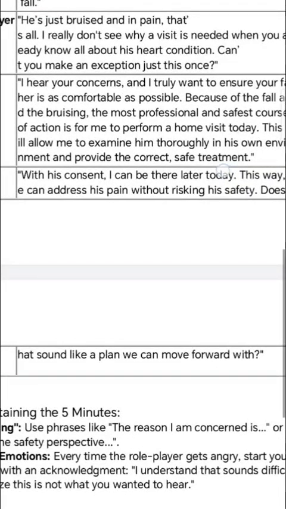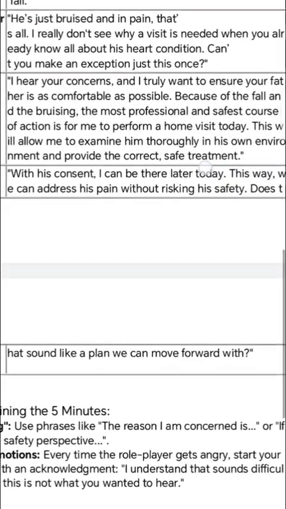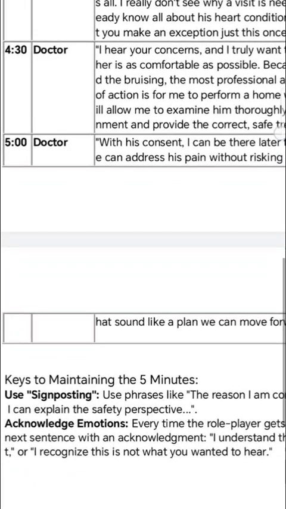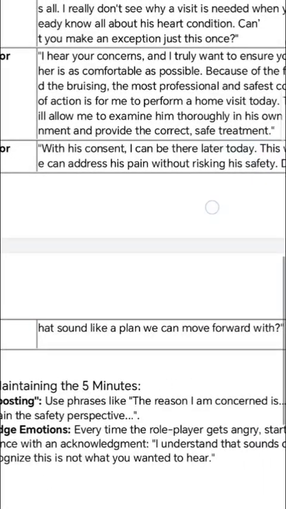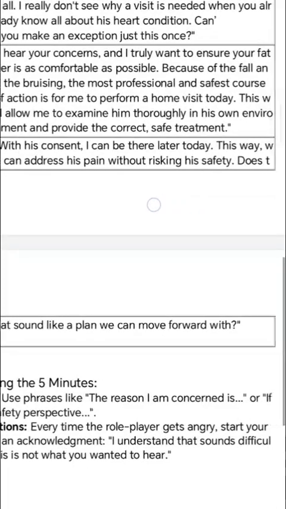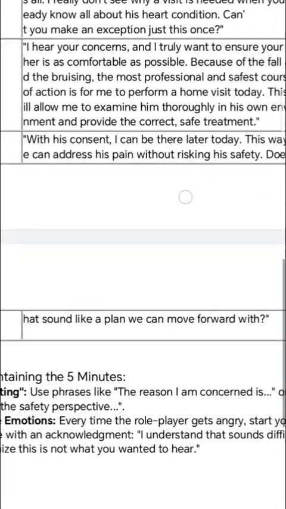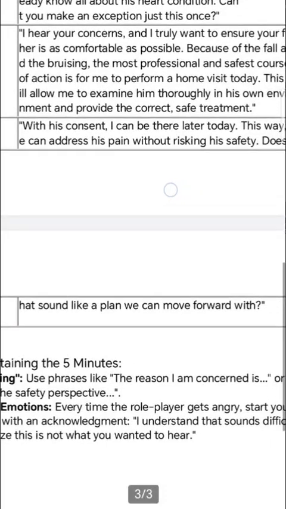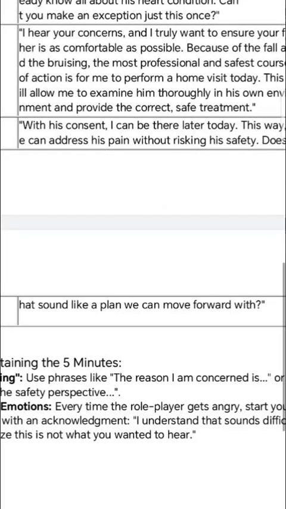This will allow me to examine him thoroughly in his own environment and provide the correct, safe treatment. With his consent, I can be there later today. This way we can address his pain without risking his safety. Does that sound like a plan we can move forward with?